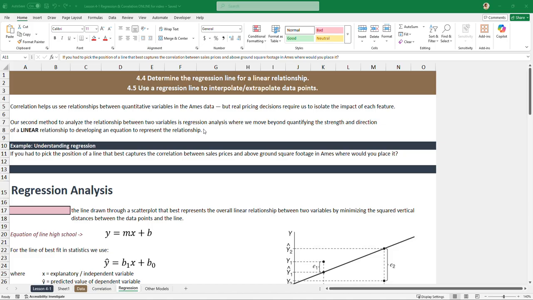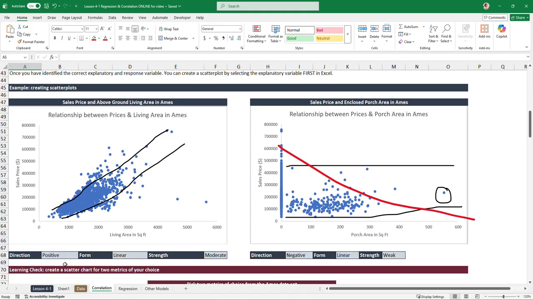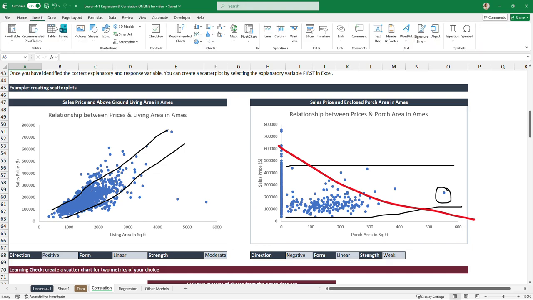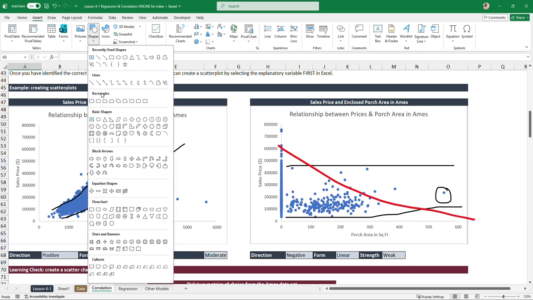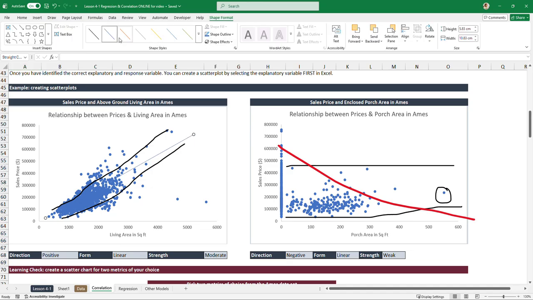To help you understand regression, if we go back to our example on sale price and above ground living area in Ames, if you had to place a single line in order to try to capture this positive linear moderate relationship, where would you place it? There'll be different answers, of course. It does depend on personal judgment, but some people try to balance putting the same amount of points above and below. I generally just try to capture the overall pattern in the data, maybe something like this.